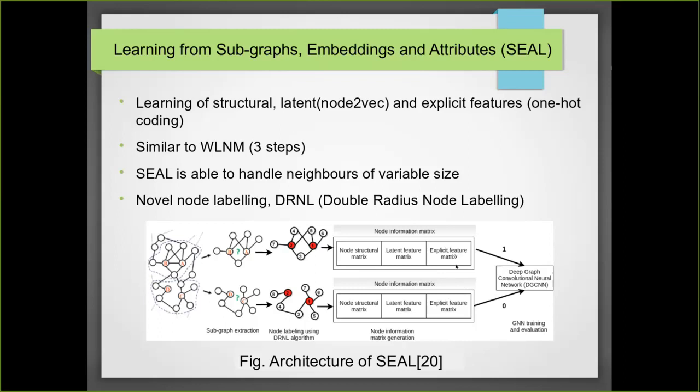Then it concatenates all of these three matrices, and then uses them in a graph convolutional neural network to classify into existent and non-existent links. So this one represents an existent link, I mean a true link, and this is a false link.